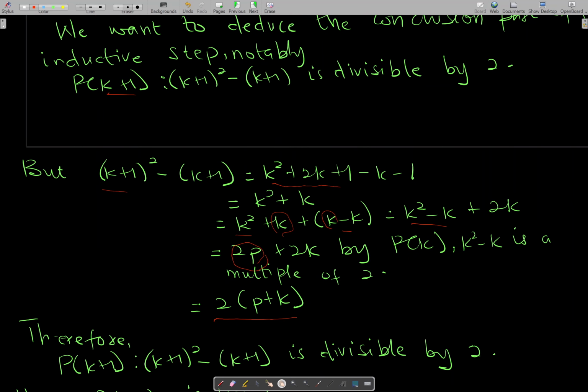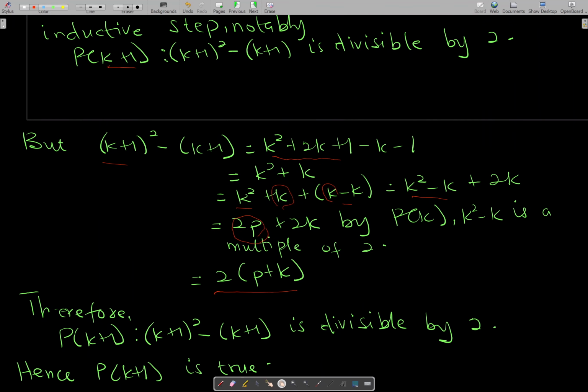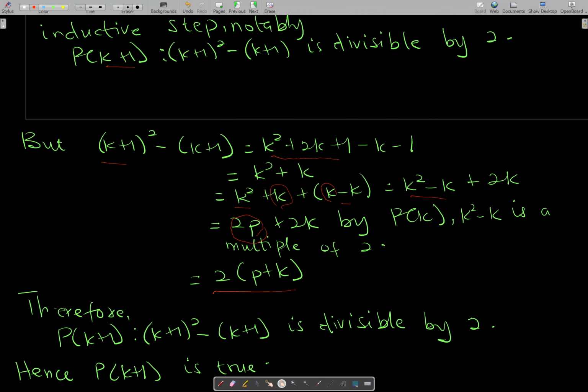So now let's expand (k+1)². (k+1)² is k² + 2k + 1 - k - 1. When we simplify this, we get k² + k. Here we can create and destroy: we can introduce +k and -k.